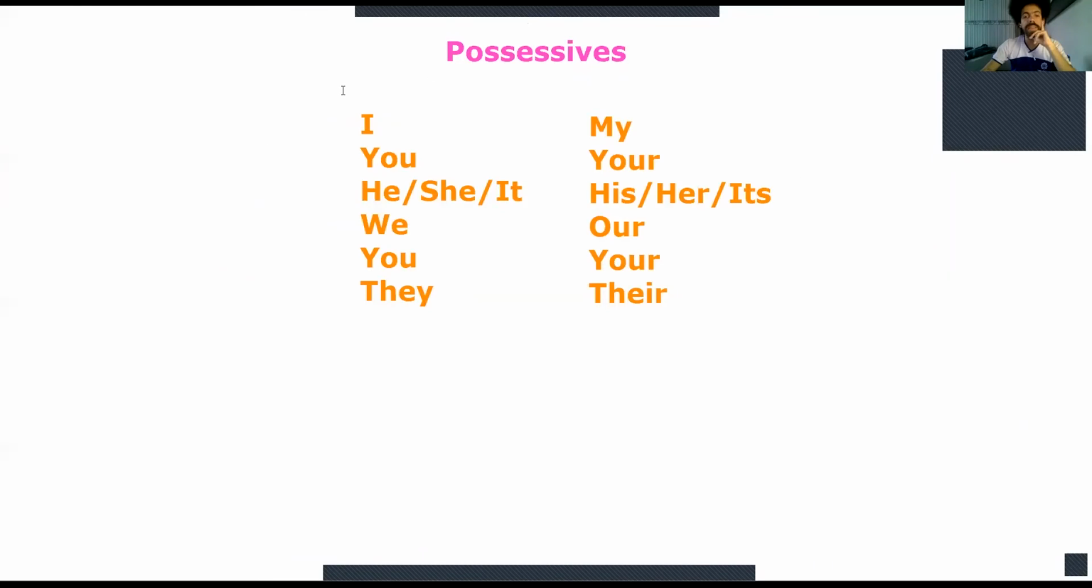So we are gonna see some examples here on how to use these possessives in our phrases, right? Every one of them, my, your, his, her, its, our, your, and their.